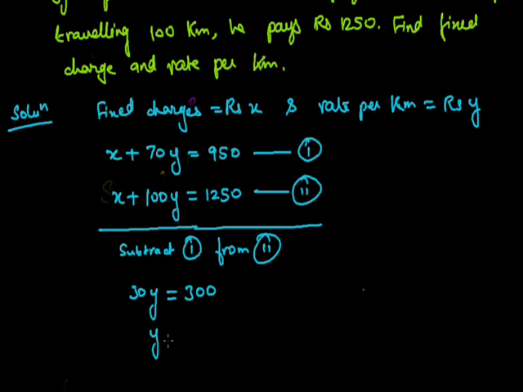So accordingly the value of Y is 300 upon 30, that is 10. So it means the rate per kilometer is rupees 10. So the taxi charges depend on that: for traveling 1 kilometer, apart from the fixed charges, the taxi is charging 10 rupees per kilometer. So this we got the value of Y.